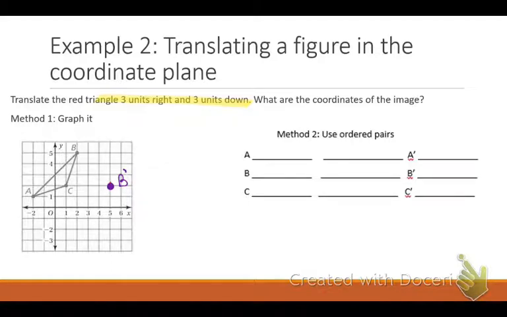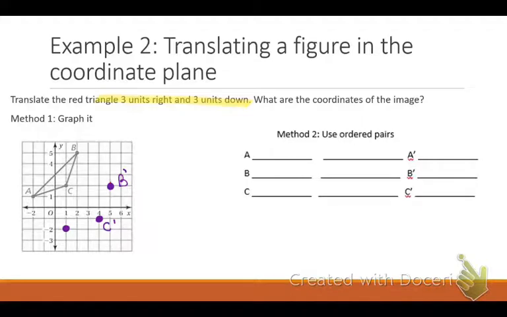So for point C, remember with the translation, I have to move each point the same distance. So I'm going to follow the same code. Again, for point C, I'm going to go 3 right, 1, 2, 3, and 3 down, 1, 2, 3. And my point C goes here, and I'm going to make it C prime. Okay, and then for point A, I'm going 1, 2, 3 right, and 1, 2, 3 down.